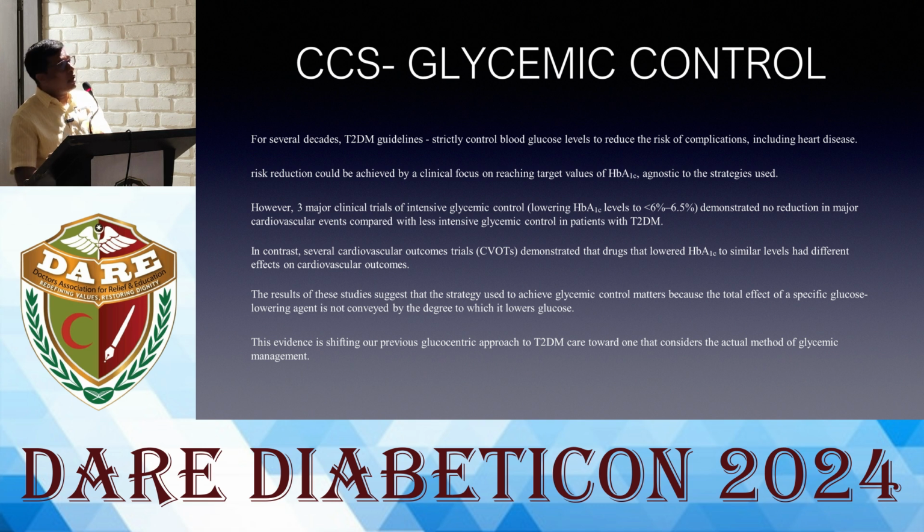Also, several cardiovascular outcome trials say that, irrespective of glycemic control, the type of drug used can also make a difference. So not only is the level of glycemic control required for cardiovascular patients different from routine management, it also showed that different drugs behave differently for the same glycemic control. This evidence is shifting our previous glucocentric approach to diabetes towards considering the actual mode of how we control the sugars.